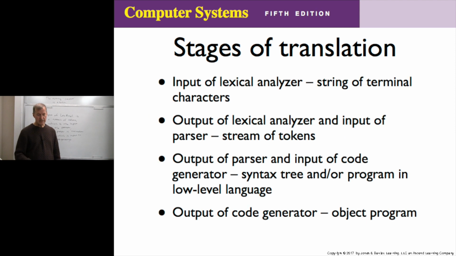So here on this next slide, the input of the lexical analyzer is a stream of terminal characters. I didn't realize I had a slide for this coming up. The output of the lexical analyzer and the input of the parser is a stream of tokens. And then the output of the parser and the input of the code generator is a syntax tree and/or a program in a lower level language. That's what I meant by this. And then the output of the code generator is the object program. Actually, I think somebody asked the other day, do they actually do the syntax tree? Yeah, this is an example of a case where they might do that, where the intermediate stage in between the parser and the code generator could be a syntax tree.